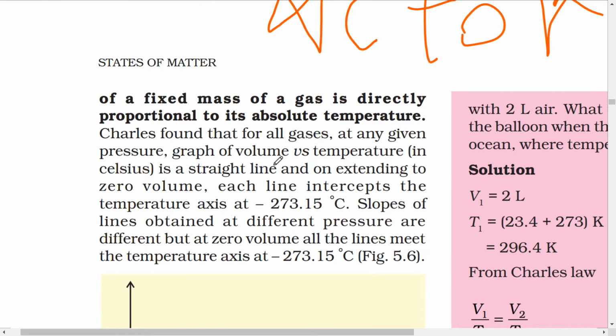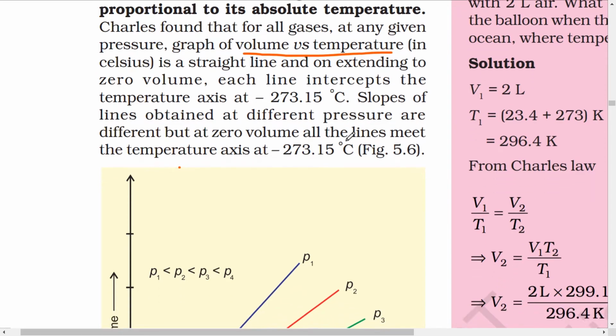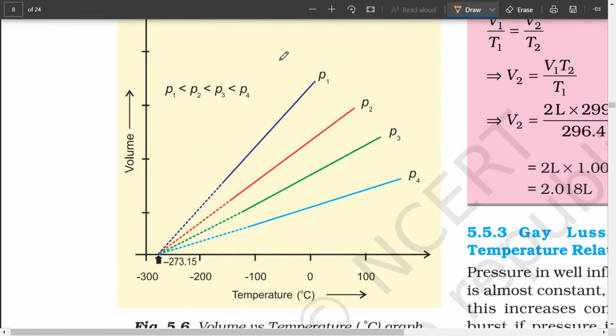Charles found that for all gases at a given pressure, the graph of volume V versus temperature in Celsius is a straight line. On extending the line to zero volume, each line intercepts the temperature axis at minus 273.15 degrees Celsius. So what they're saying, where is the origin? Here is the origin.